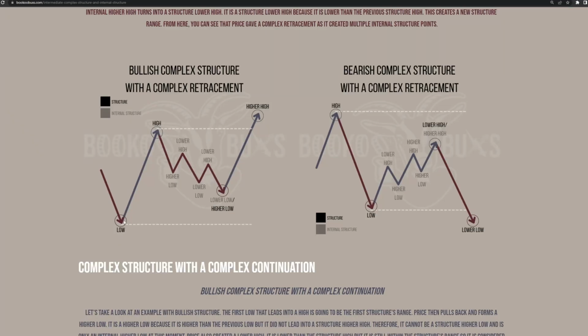So if you notice, the first continuation leg is very clean. It's not complex. It's just straight low to high, one big push, pretty picture perfect. But the retracement, you have the multiple lows, you have the multiple highs, and then finally price makes a new higher high. So right here, what I'm saying is bullish complex structure. So price is in bullish structure, but it's complex because there's a complex retracement. The continuation leg is not complex, but the retracement leg is.